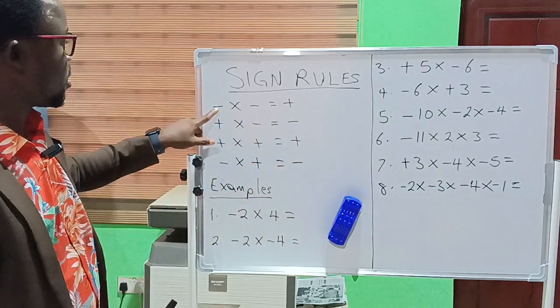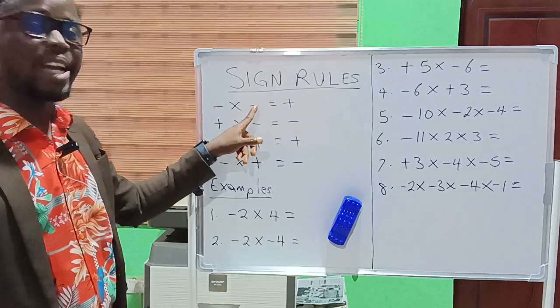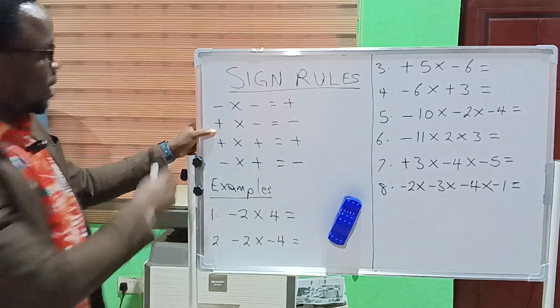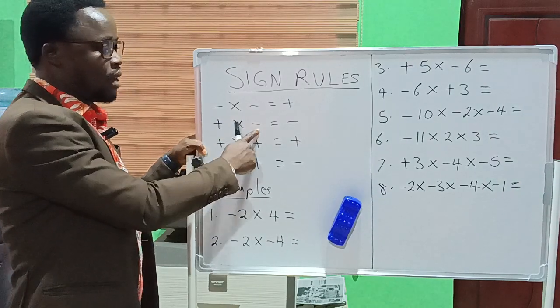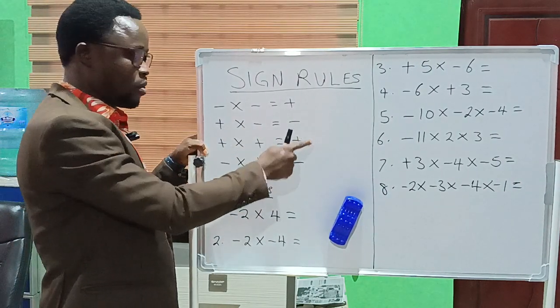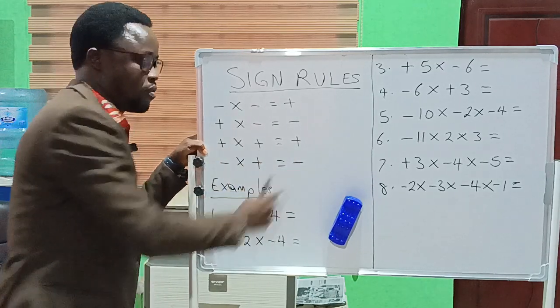Now, this one says minus times minus. When you multiply one minus with another one minus, it will give you plus. When you multiply plus with minus, it will give you minus. Now, when you multiply plus with another plus, it will give you plus. And when you multiply minus with plus, it will give you minus.